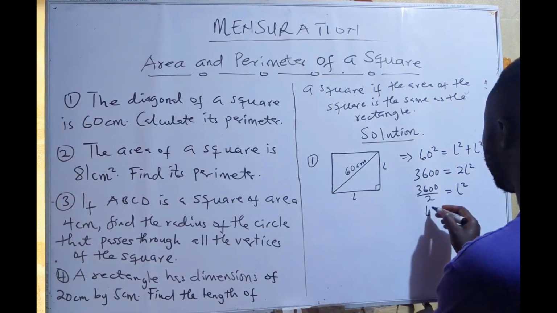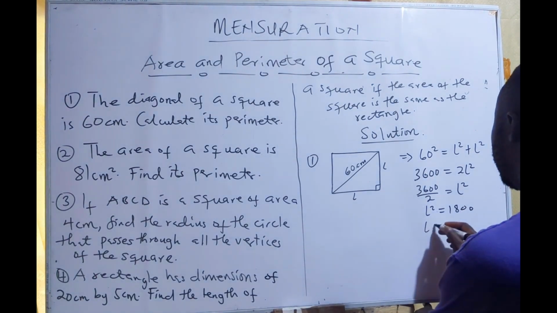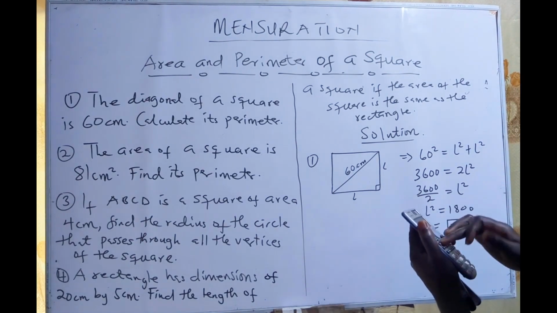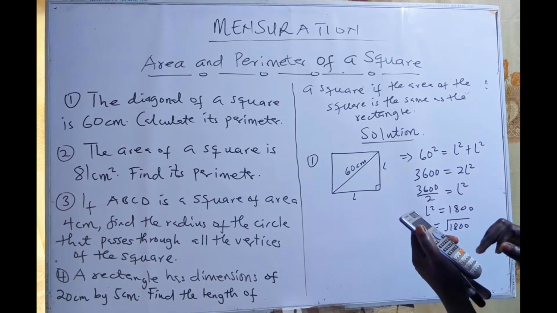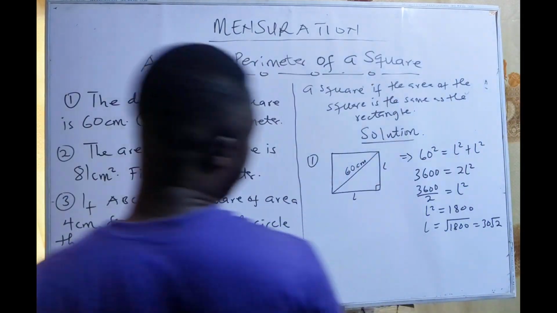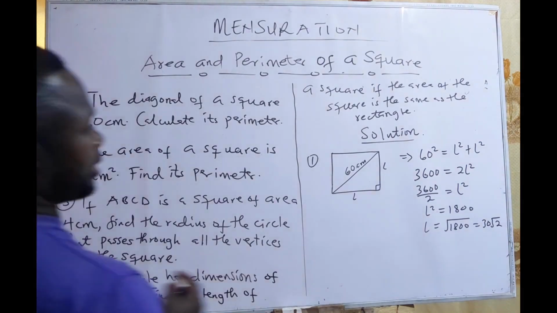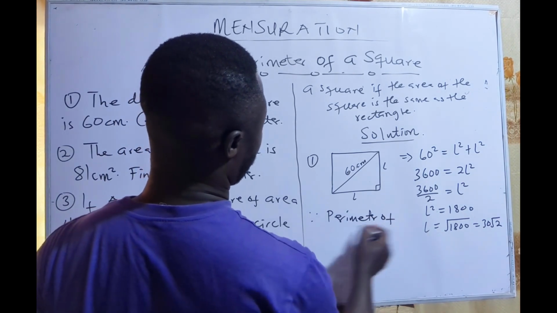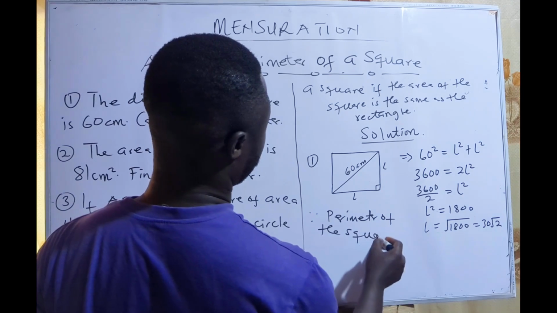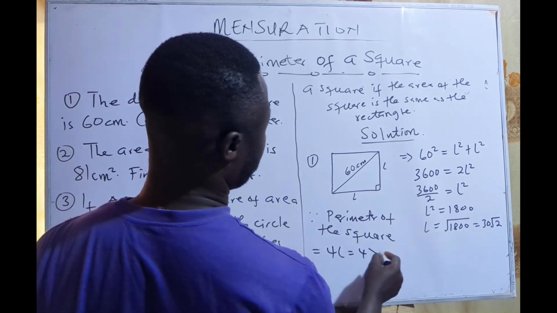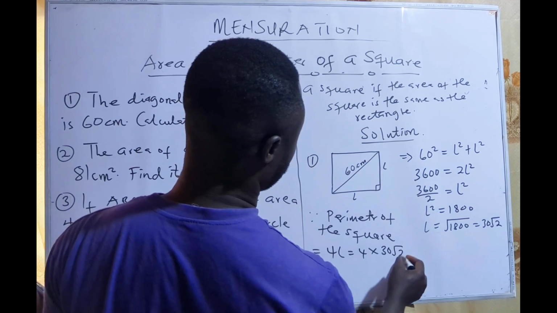So 3,600 divided by 2 will give us 1,800. So our L square is equal to 1,800, and L is equal to the root of 1,800. And what is root of 1,800? That is 30 root 2. So if I'm asked to find the perimeter, I will say that therefore the perimeter of the square will be equal to 4L, which is 4 times 30 root of 2.